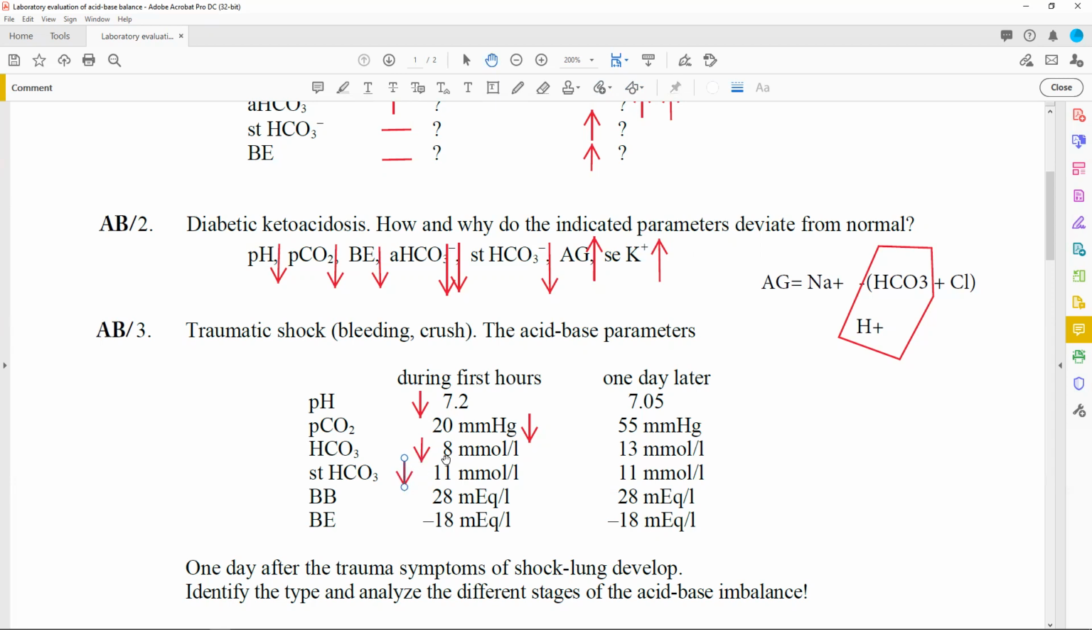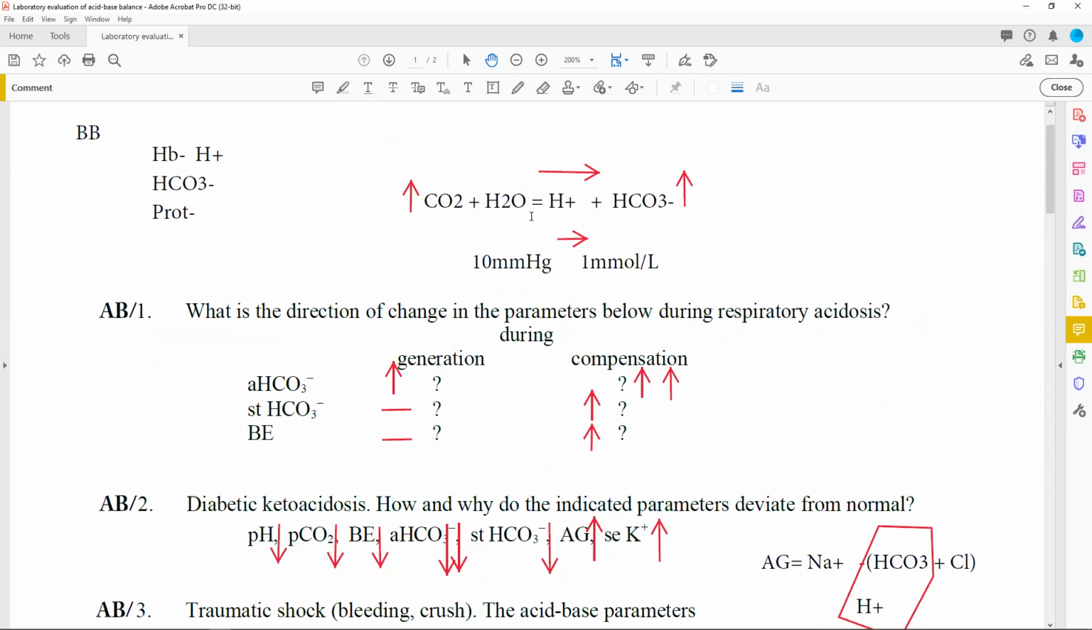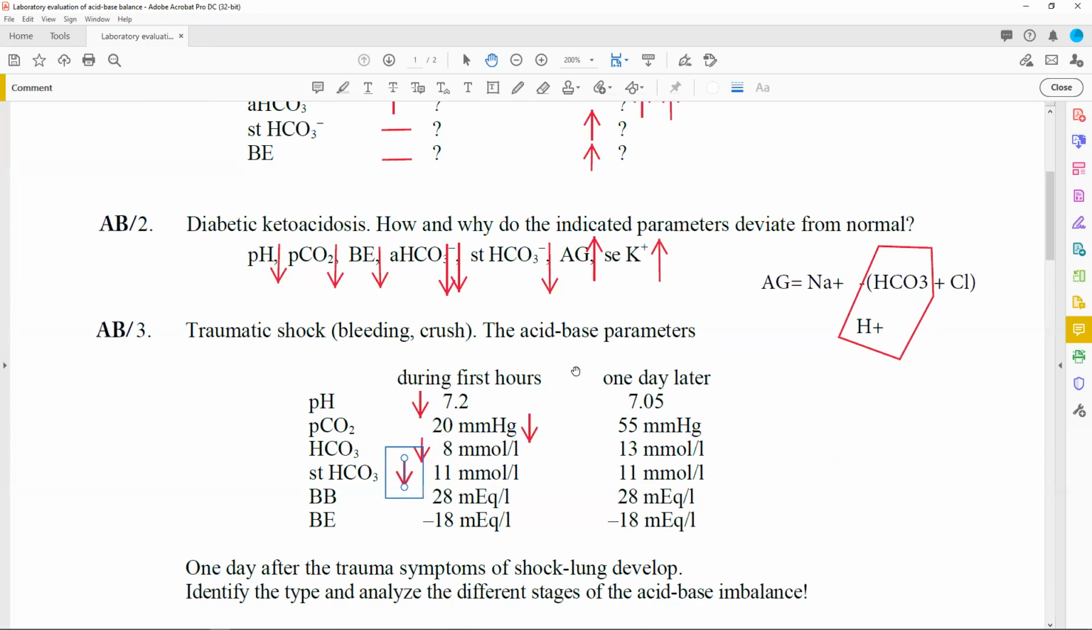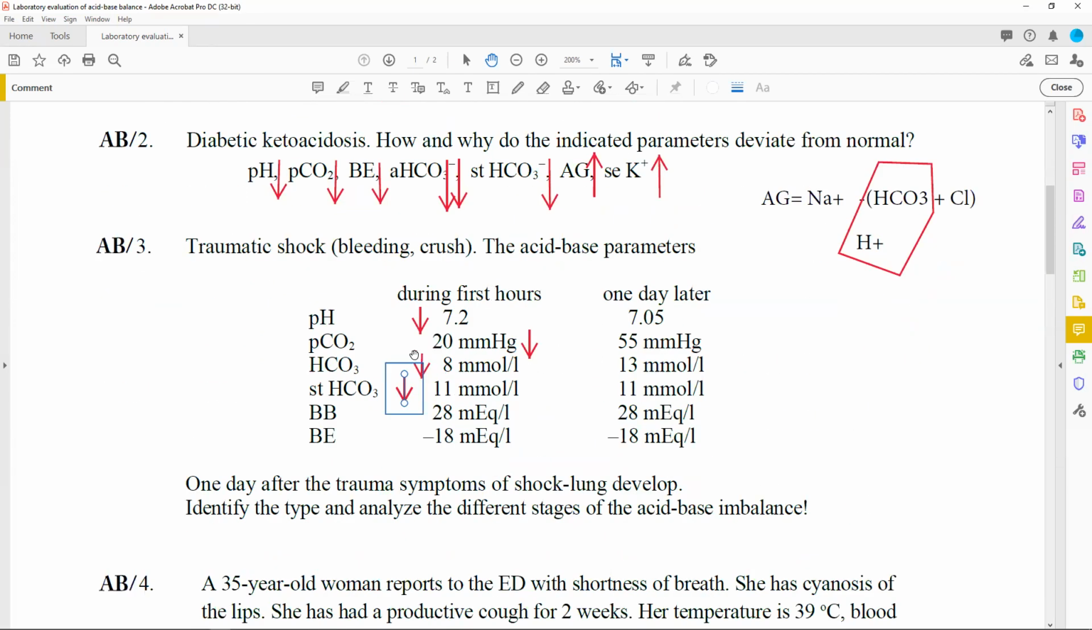And as you see here, actual bicarbonate is less than standard bicarbonate because the standard bicarbonate was measured at the PCO2 of 40. And here actually we have less CO2. So less CO2 will generate less respiratory bicarbonate. This is why the actual is less than the standard bicarbonate in this situation. Okay? What about the buffer base?